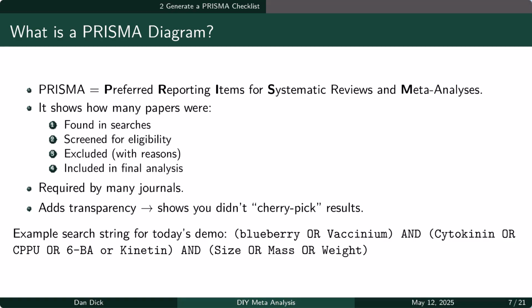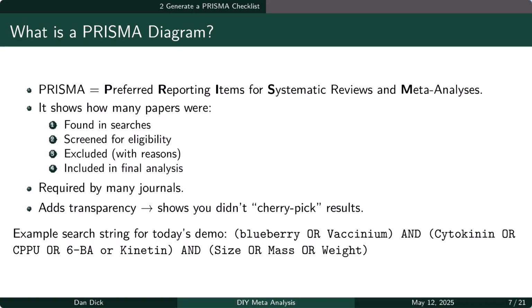A PRISMA diagram is a term you'll see in the book Meta-Analysis with R, and PRISMA stands for Preferred Reporting Items for Systematic Reviews and Meta-Analyses. The basics of it is that it shows how many papers were found in your searches, how many were screened for eligibility, and then the exclusion and inclusion criteria for those papers. This is required by many journals, including Frontiers in Plant Science, the journal where I submitted and got my meta-analysis published.